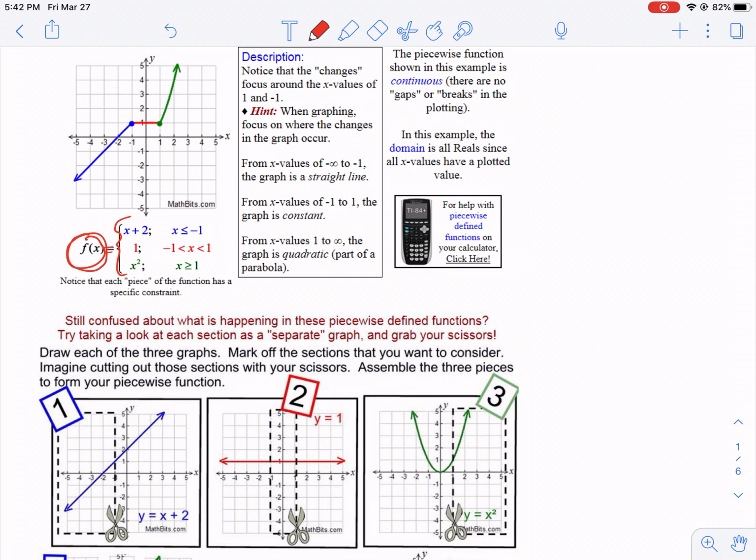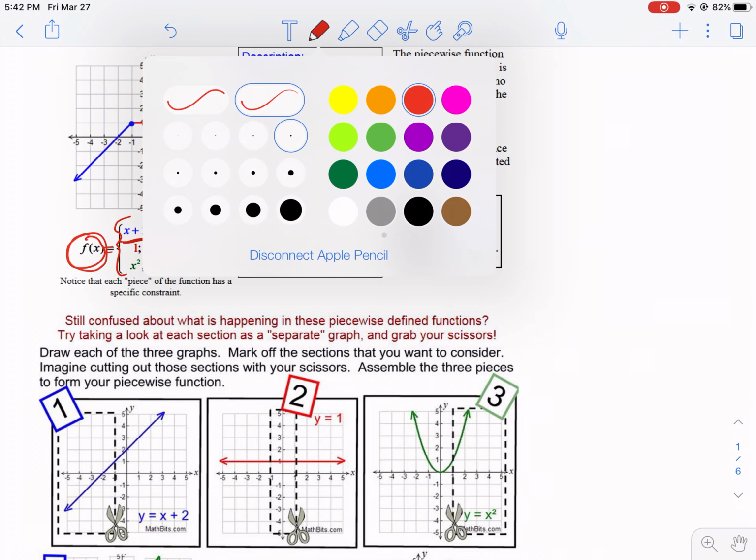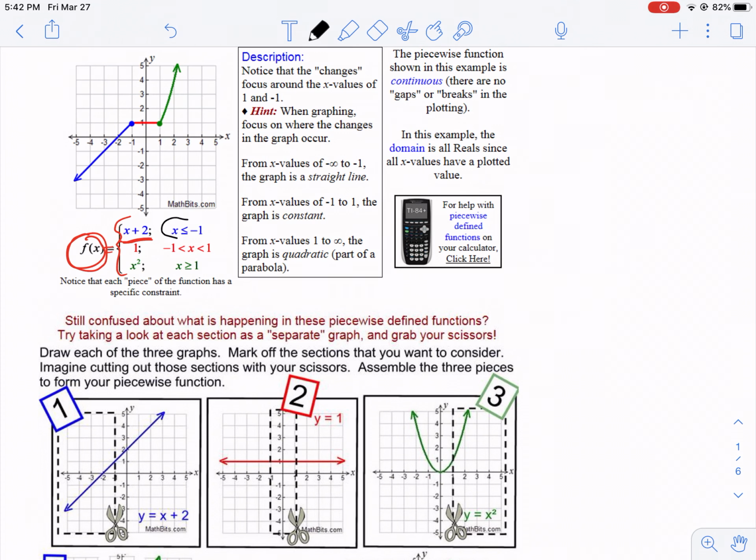So the blue piece is a line, and it's the line x plus 2, but instead of graphing the whole line, we're just graphing the part where x values are less than or equal to negative 1. Once the x values go past negative 1, we don't graph that line anymore. The next piece is 1. Remember, f of x is a fancy way of saying y. So on the blue piece it was y equals x plus 2.